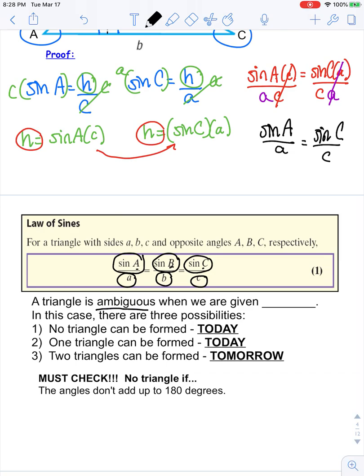Now, the one thing I mentioned before is that there are going to be some interesting cases that we call ambiguous. And we're going to get to those a bit later.